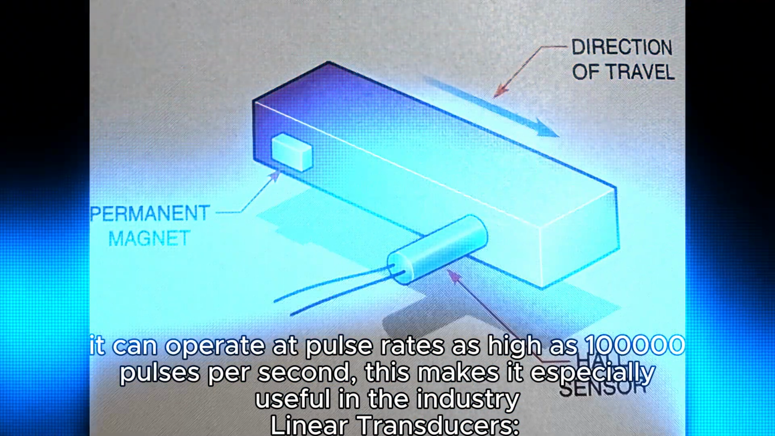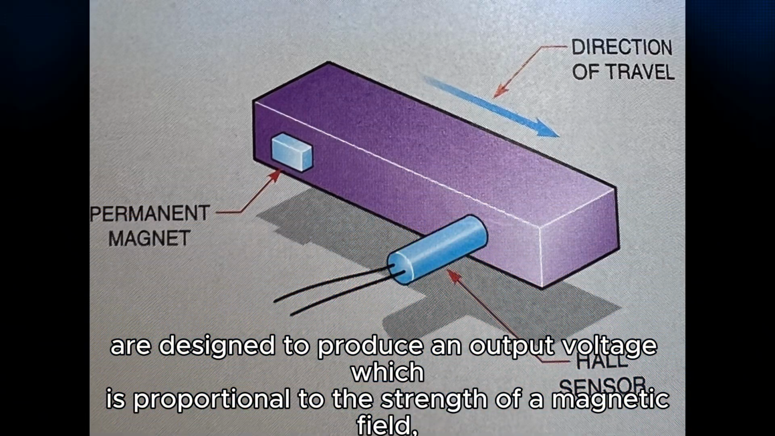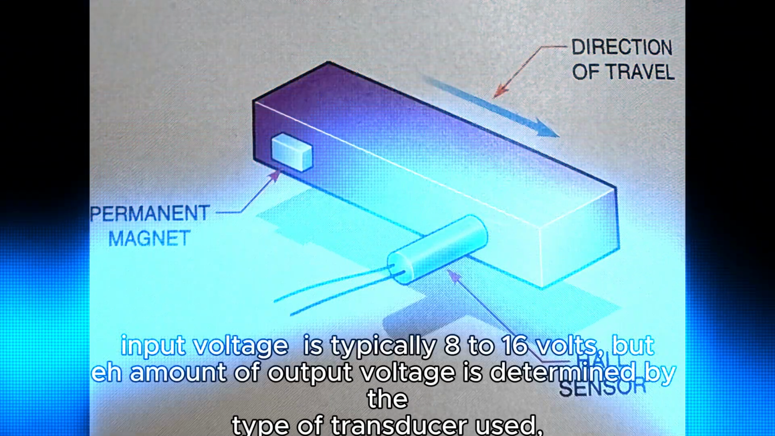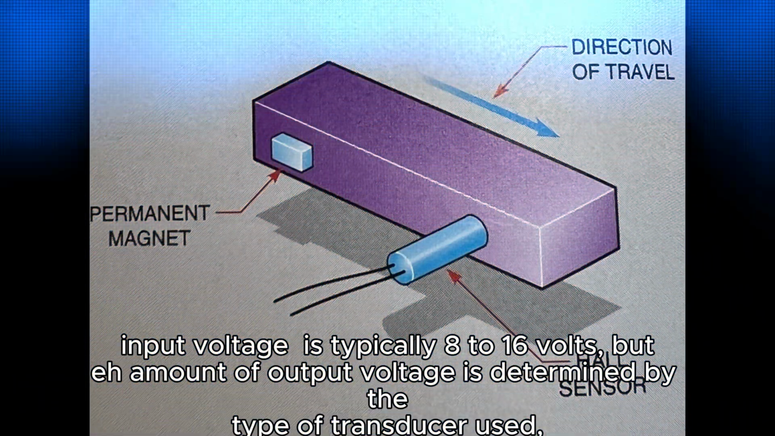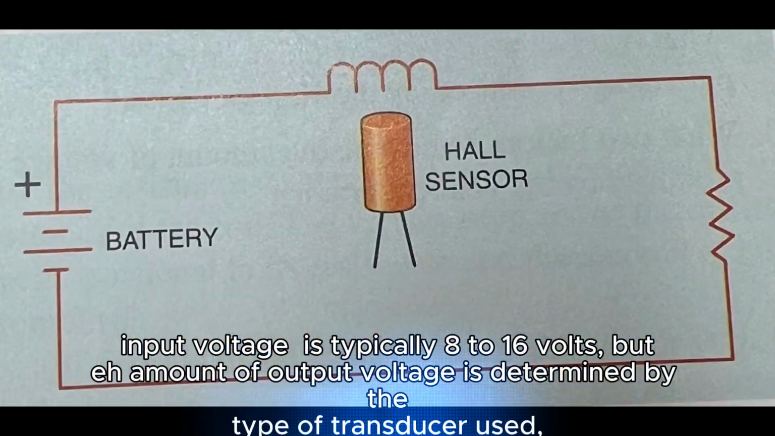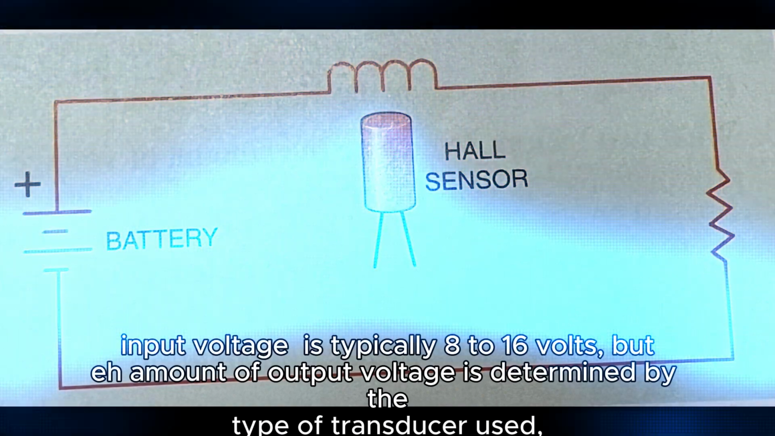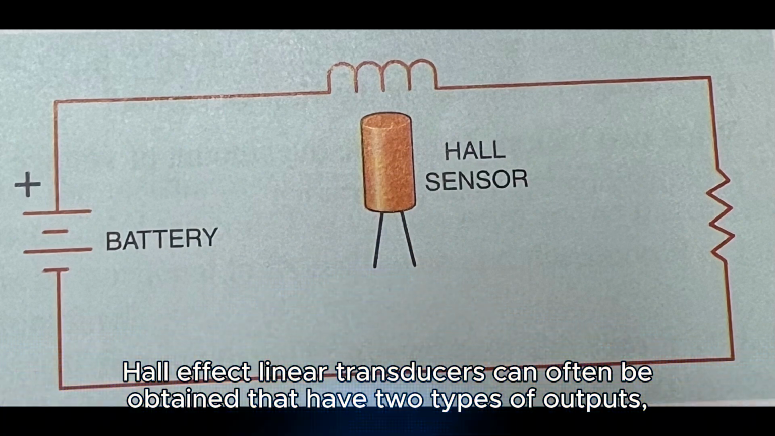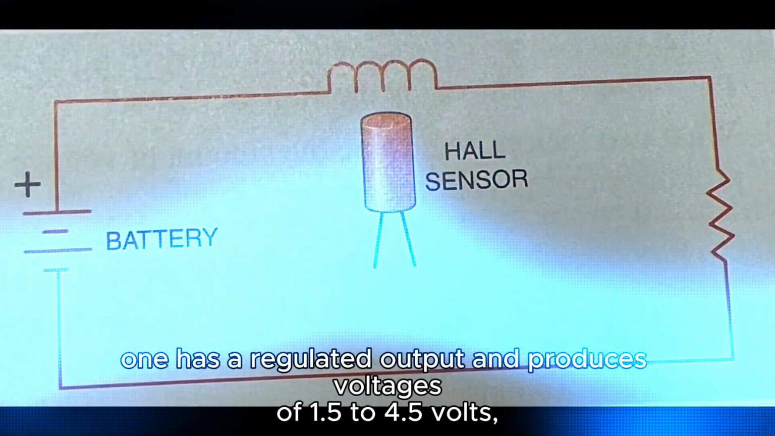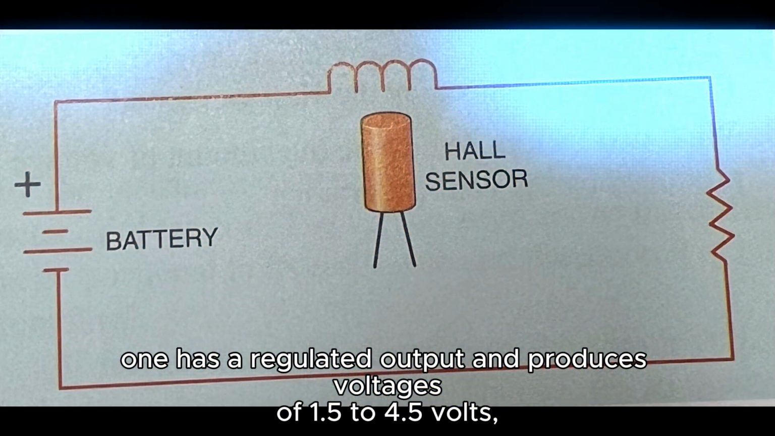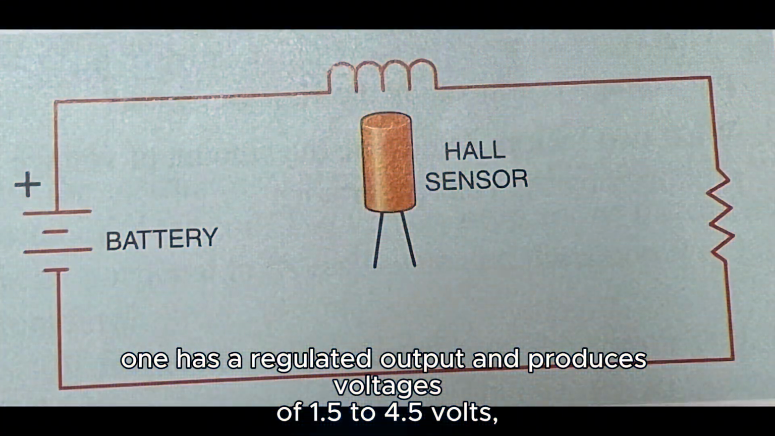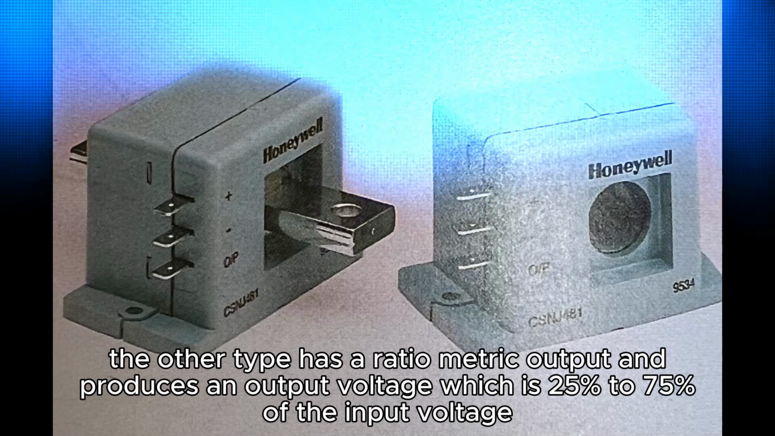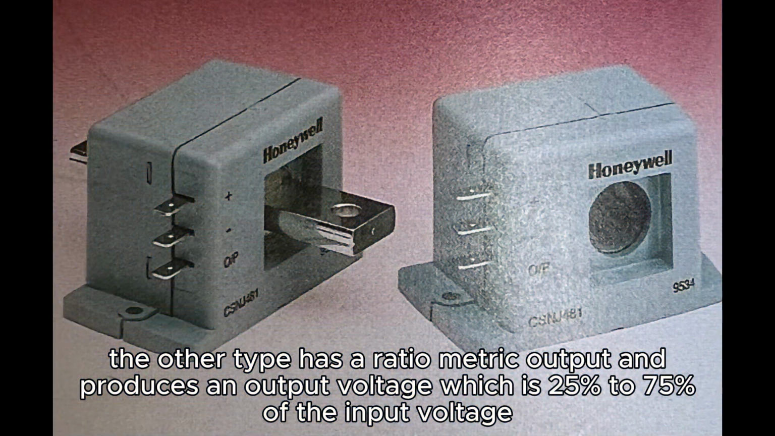Linear transducers are designed to produce an output voltage which is proportional to the strength of a magnetic field. Input voltage is typically 8 to 16 volts, but the amount of output voltage is determined by the type of transducer used. Hall effect linear transducers can often be obtained that have two types of outputs. One has a regulated output and produces voltages of 1.5 to 4.5 volts. The other type has a ratiometric output and produces an output voltage which is 25% to 75% of the input voltage.